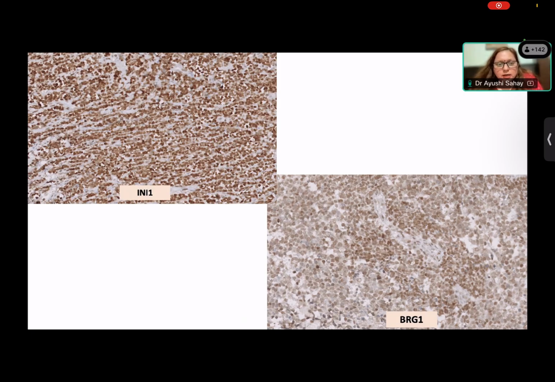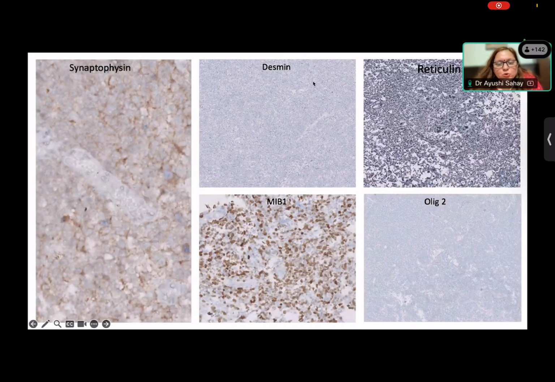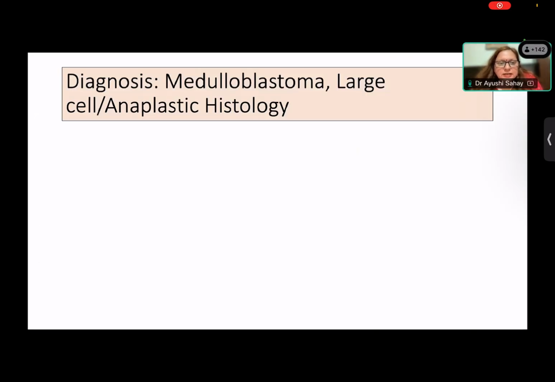Then we move on. And now this is the synaptophysin. We did desmin to rule out rhabdoid type of appearance or medullomyoblastoma because the cells were showing some cytoplasm, which is negative. The reticulin is not increased. We did OLIG2 for looking for glial differentiation, which is also negative. And of course the MIB is quite high. So again, from our list of differentials, we're coming back to an embryonal tumor, likely medulloblastoma. And with the histology, we did think that yes, this is a large cell anaplastic histology.